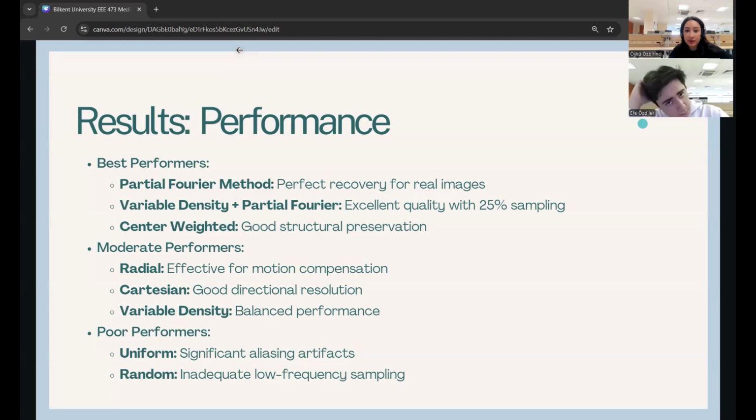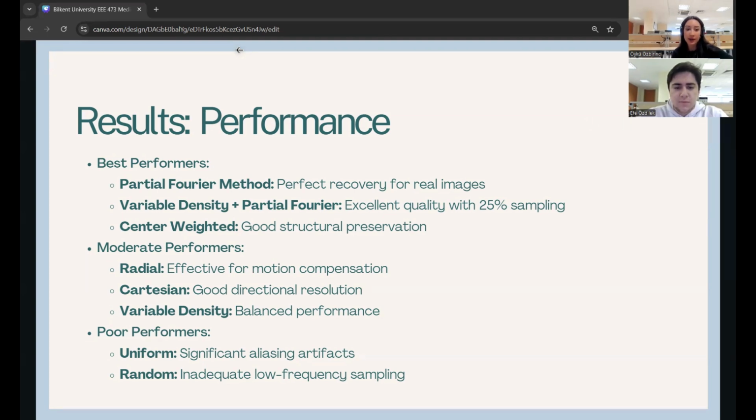To evaluate the performance, in summary, the best performers were the partial Fourier method with almost perfect recovery for the real images. The variable density plus partial Fourier method combination also gave excellent quality images with only 25% sampling of the k-space. And the center weighted also was a good technique to use for structural preservation.